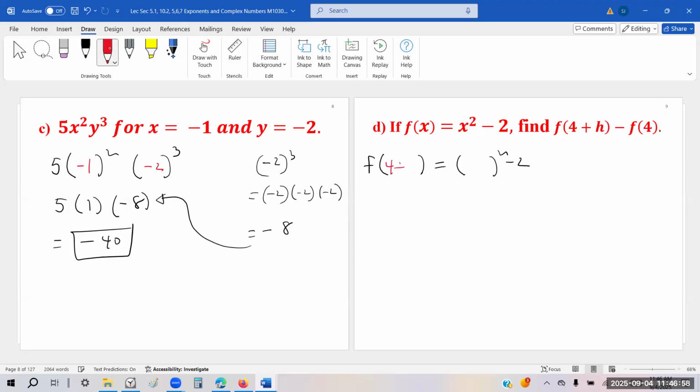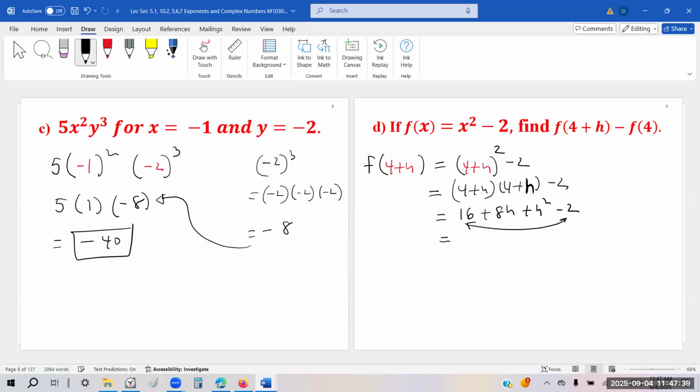4 plus h. So what do we get? 4 plus h times 4 plus h, times 2. So you get 16 plus 8h plus h squared minus 2. You can combine these 2, right? 14 plus 8h plus h squared.